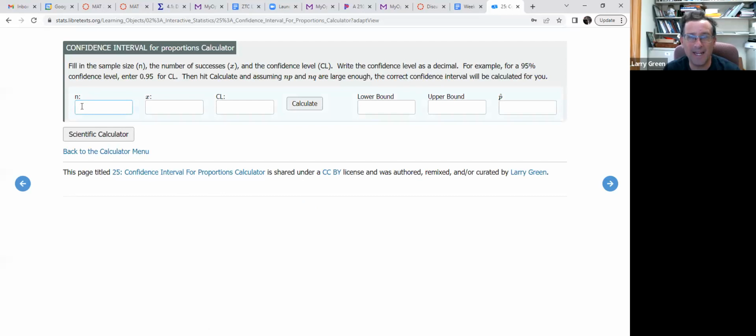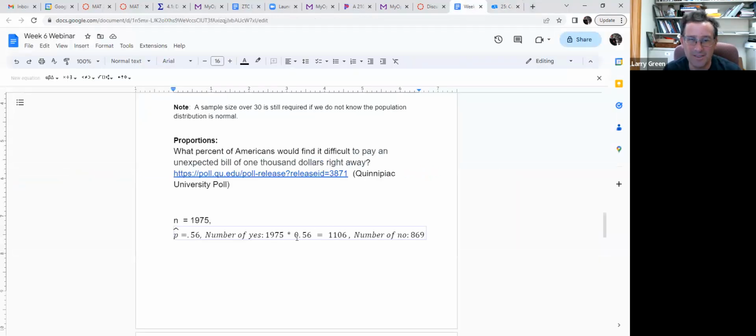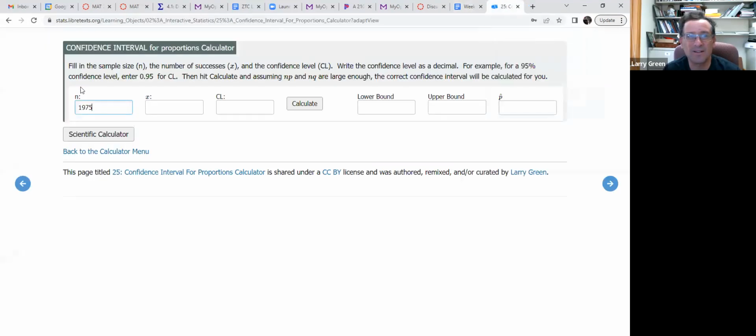And it asks for N, which was 1975. It asks for X, okay? And X is what they call the number of successes, which is standard in statistics. I don't like those words because sometimes it's a bad thing. Sometimes it's a good thing, but it's the number of yes answers. And remember, the number of yes answers was 1106. So 1106. Confidence level, let's do 95%.